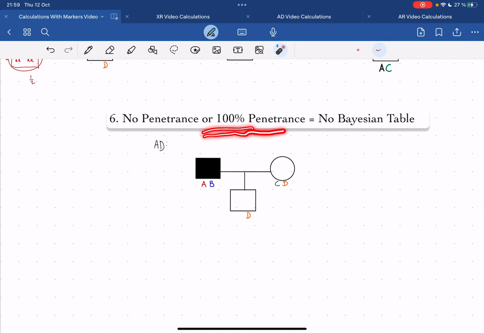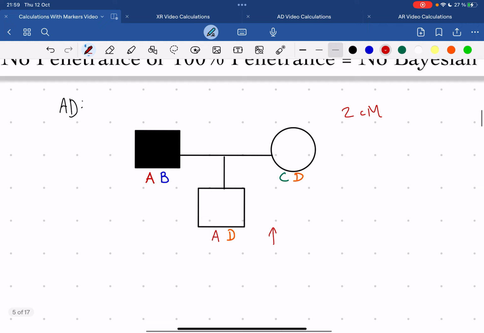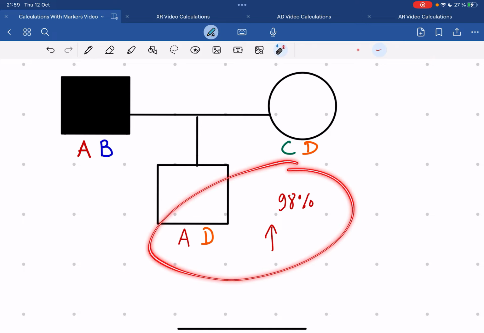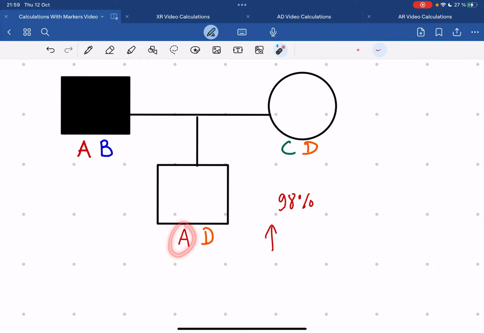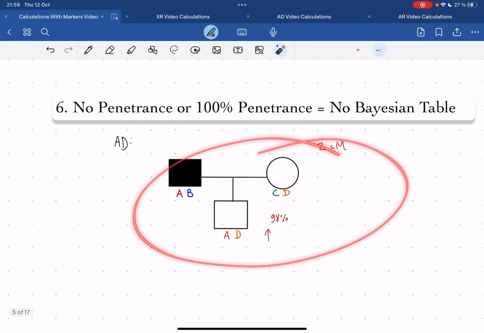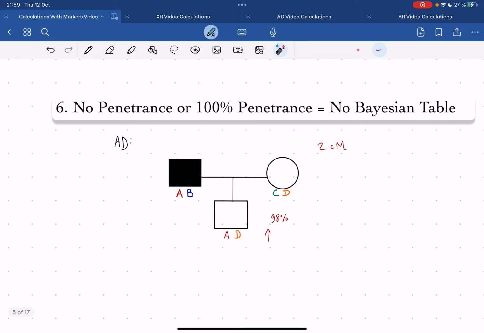Therefore, in our case here, let's say this person has an A. There's a high risk that this person is affected. Still a crossing over risk. Let's say that the centimorgans is 2 cM. Therefore, there's a 98% chance for this person to be affected, because there's a 2% chance that this A is actually this healthy B undercover. We don't need to do any Bayesian table here.